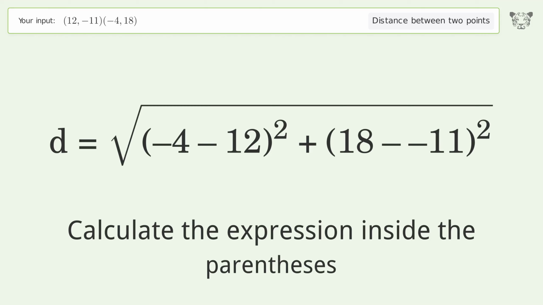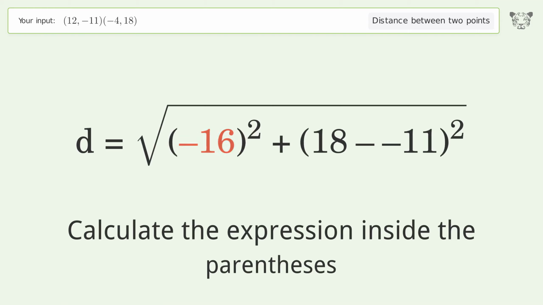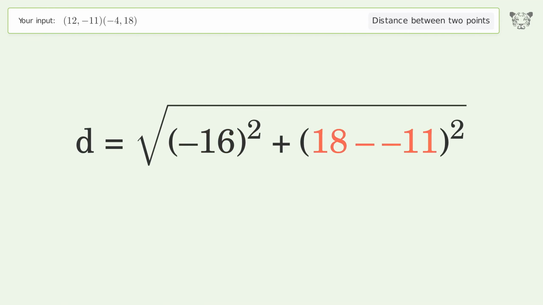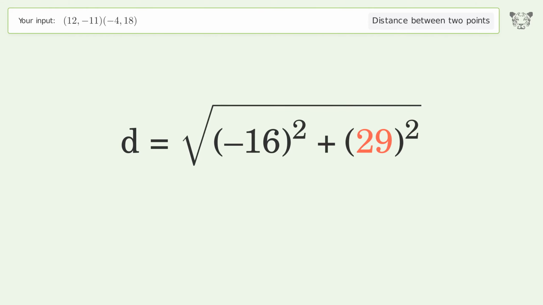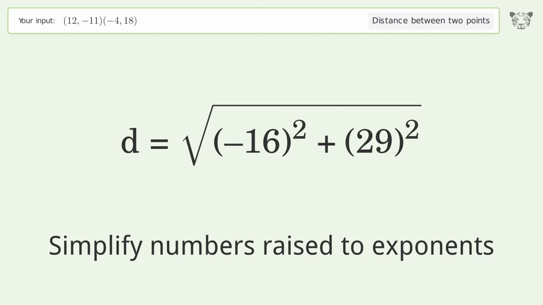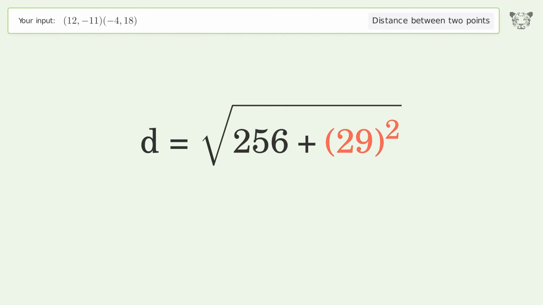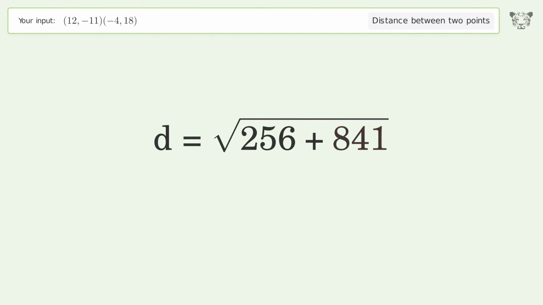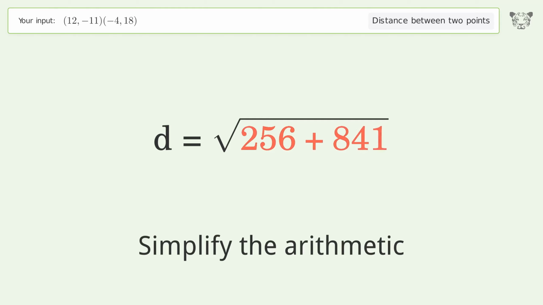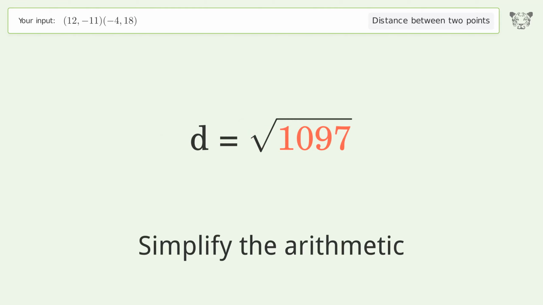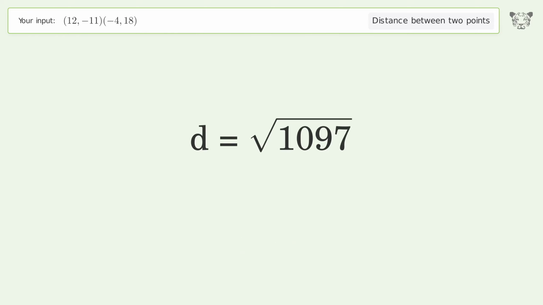Calculate the expression inside the parentheses. Simplify numbers raised to exponents. Simplify the arithmetic. And so the distance between the 2 points is the square root of 1097, or 33.121.